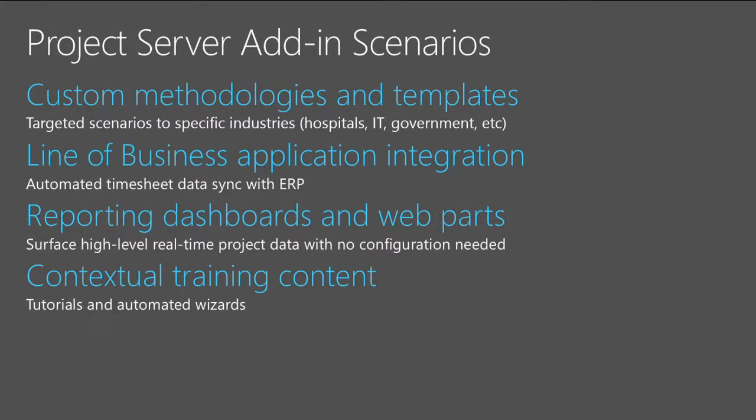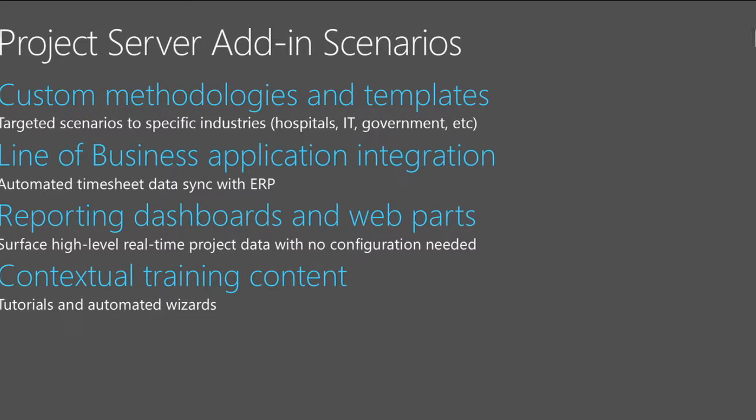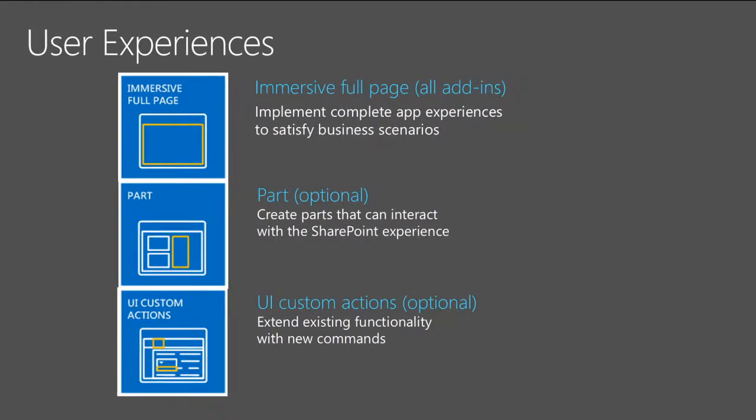All right, so some scenarios that we saw people building with the model are custom methodologies and templates, line of business applications, so things like automated timesheets, data syncs with ERPs, reporting and dashboards, as well as contextual training content. And all of these different examples can manifest themselves on project sites in a bunch of different ways. So you could have full-page immersive experiences. You can have parts, which are like windows of functionality into the app that can be embedded on the project site itself. And then you also have custom actions, so you can integrate with the ribbon and the drop-down call-out menu. I think that's what we call them now.